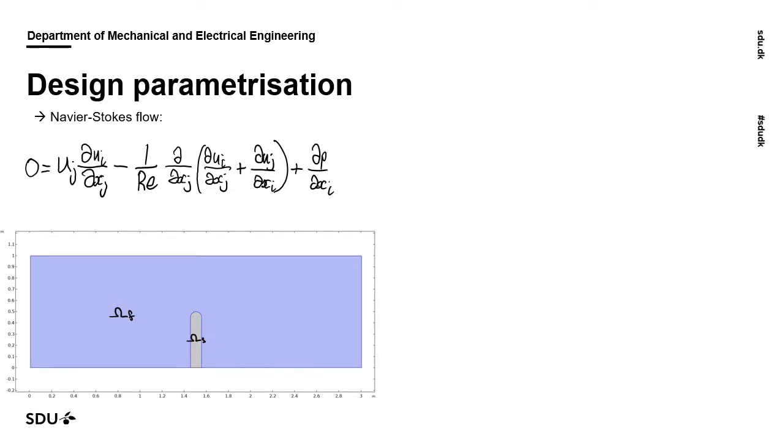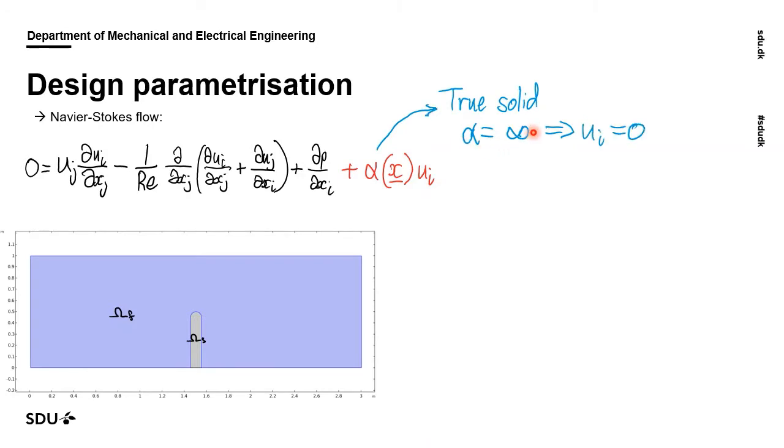However, in order to do topology optimization using the density-based approach that I use, we have to do things a little bit differently. We add this penalty term, where we have some value alpha, which will depend on the location, times the velocity. Then inside a true solid, we could set alpha to infinity, and that would ensure that we get zero velocities out. That would make this term dominate, and then our velocities would have to be identically equal to zero.